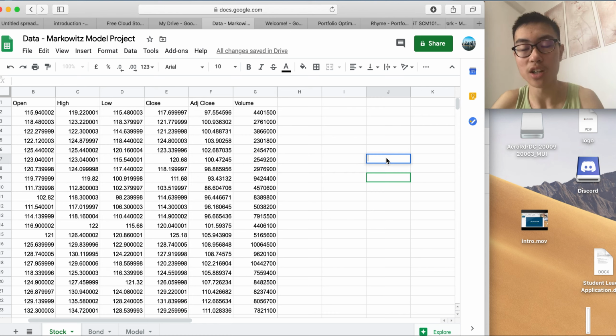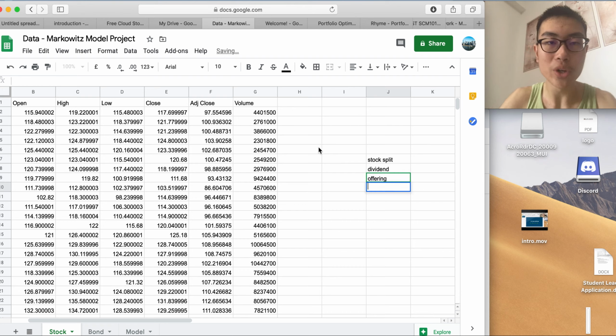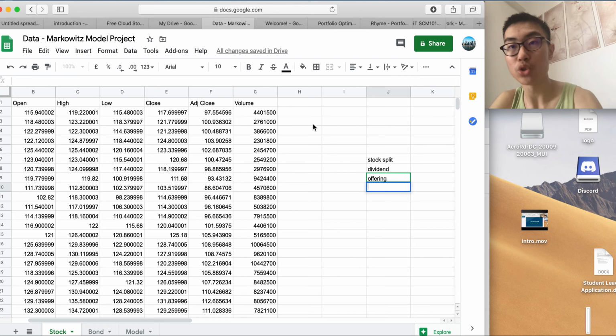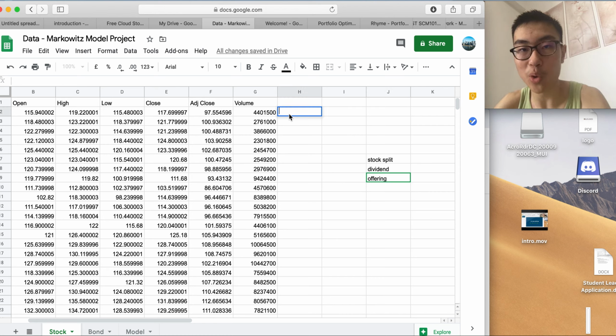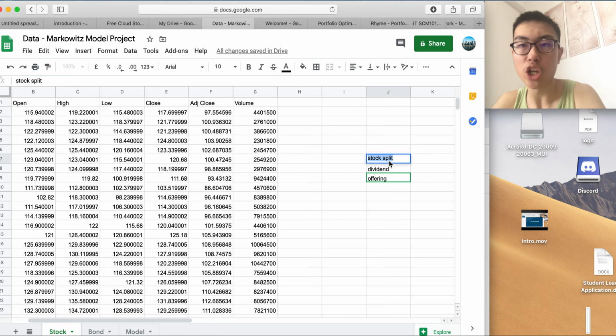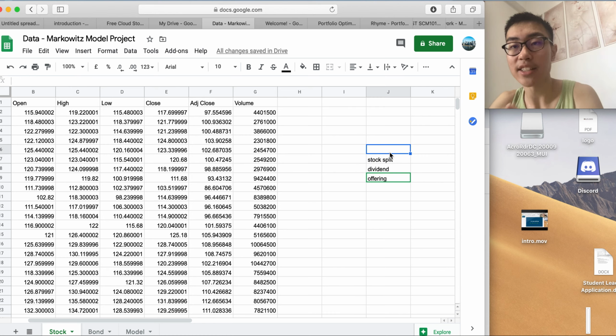First of all, it takes into account stock splits. Second, it takes into account dividends paid to the shareholders. And third, offerings. Why do we take data from adj close, which we'll use later in our calculation on this column right here, column H? Because adj close is more accurate in terms of providing us data on the stock price at the end of the day.